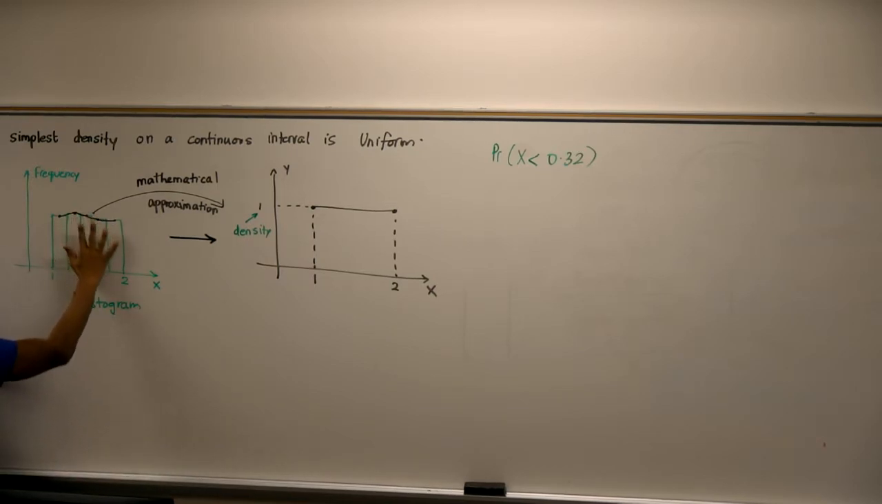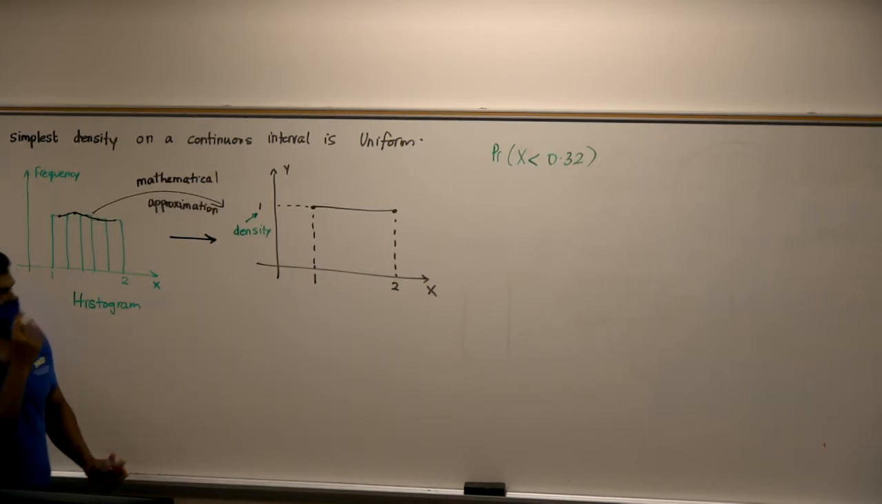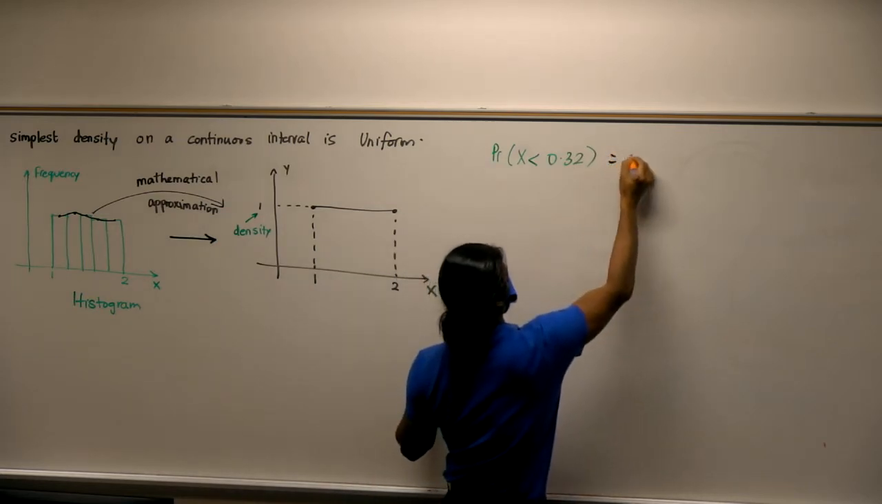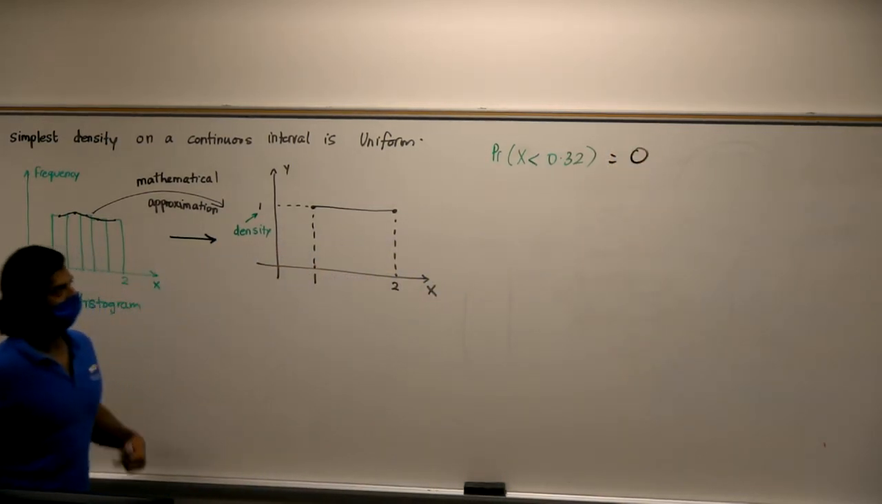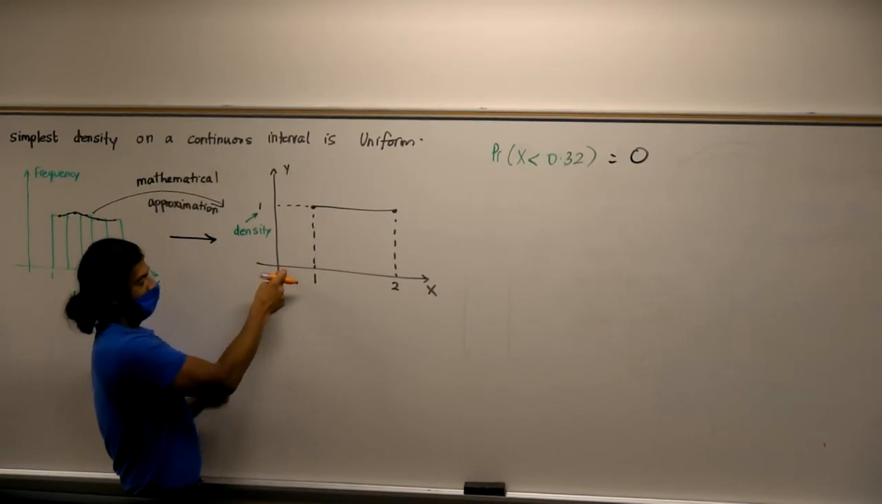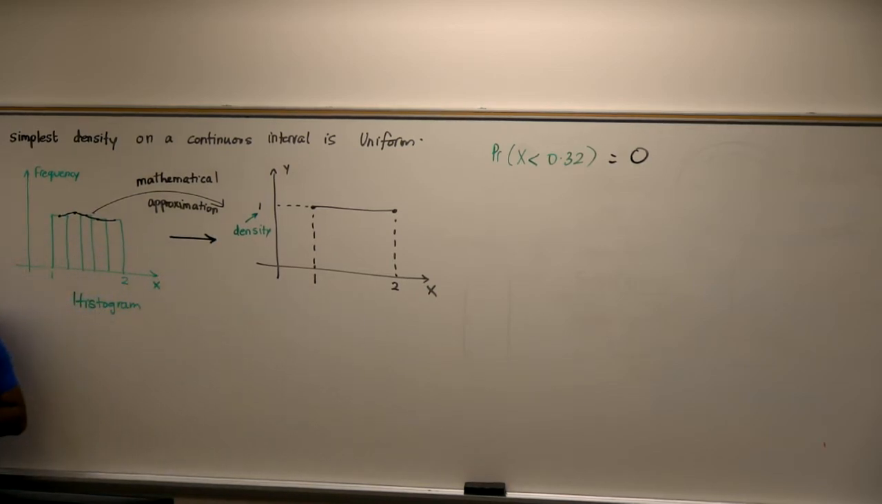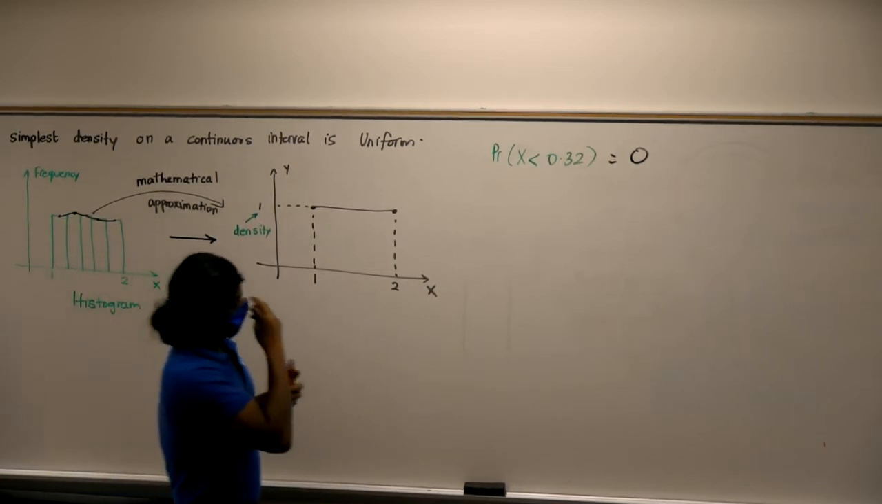So the data is between 1 and 2. Everything that you observed is between 1 and 2. And I'd like to know what is the probability that an observation would be less than 0.32. Zero. Nothing over here. 0.32 is over there. And according to the density, all observations occur between 1 and 2. Okay.